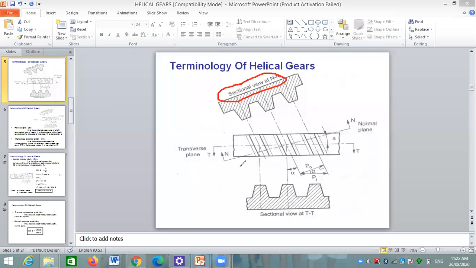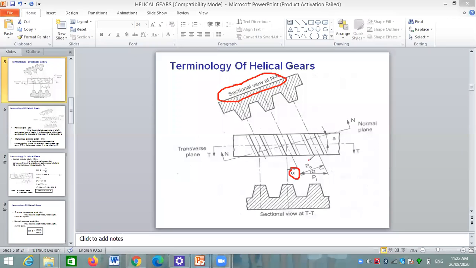The plane which is perpendicular to the direction of the teeth is called a normal plane. And the transverse plane is the plane which is parallel to the axis of the gear. If I cut the gear along the axis, I get the transverse plane, and if I cut the gear perpendicular to the teeth, I get the normal plane. Here it is called the normal plane, and this alpha is the helix angle.